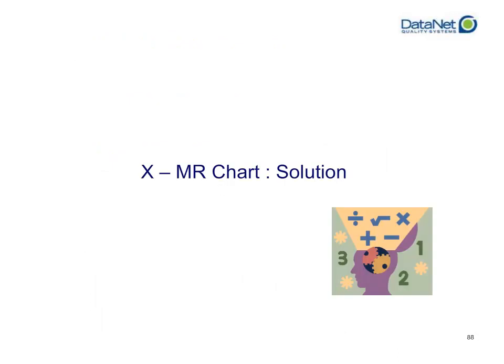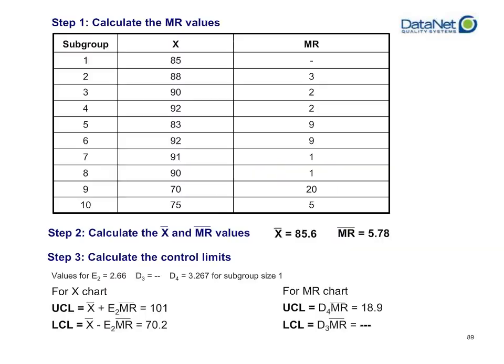So here's the solution for the X and MR chart exercise. Your MR values range between 1 and 20. Your X bar value is going to be 85.6-ish, depending on your rounding and the calculator you've chosen to use. Your MR bar value is 5.78.